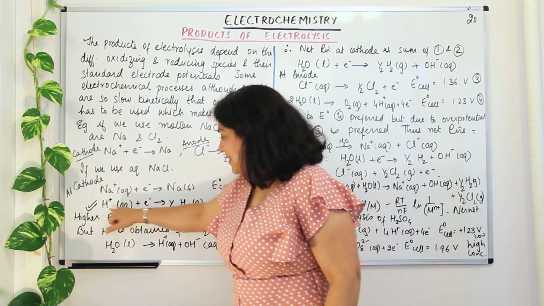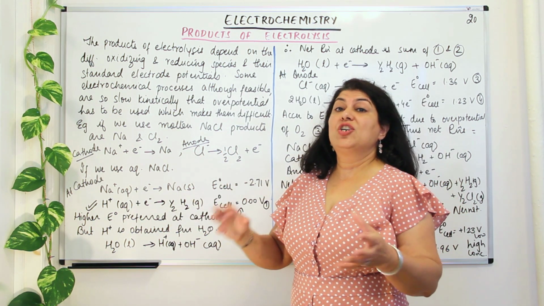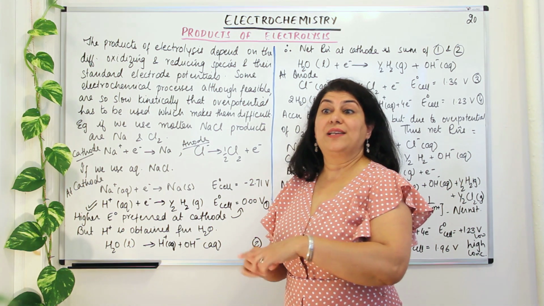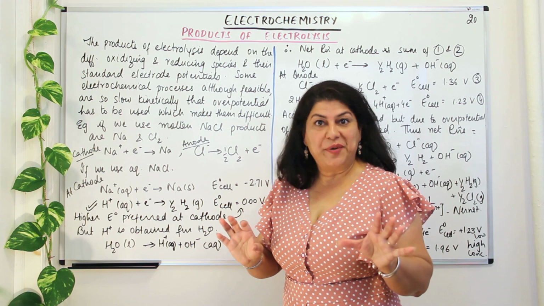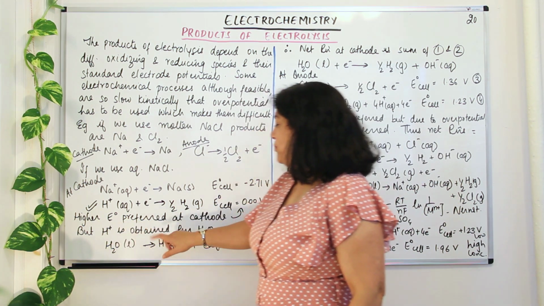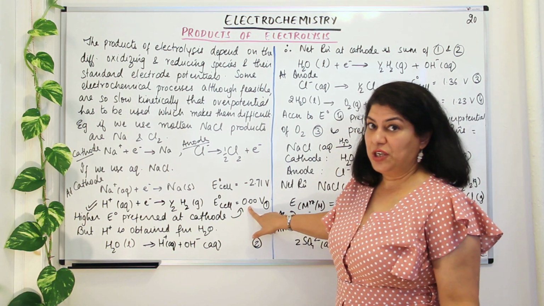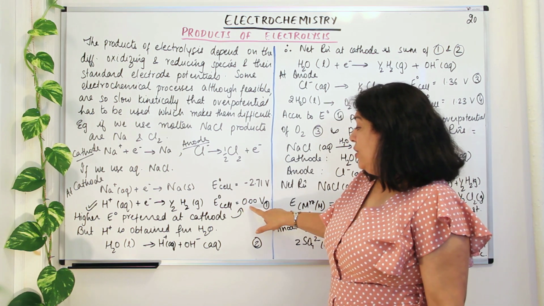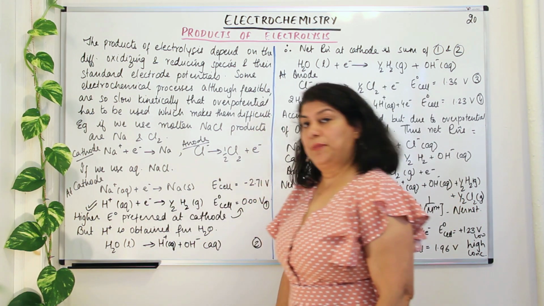And this will win the race, and this is the reaction that will take place, while the other reaction, the sodium ions, do not get converted into sodium atoms, and therefore in the solution now the sodium ions are present. Right? So higher electrode potential is preferred at the cathode, and the higher electrode potential is of hydrogen, which is 0.00 volts, and that is why this is the reaction that will take place.